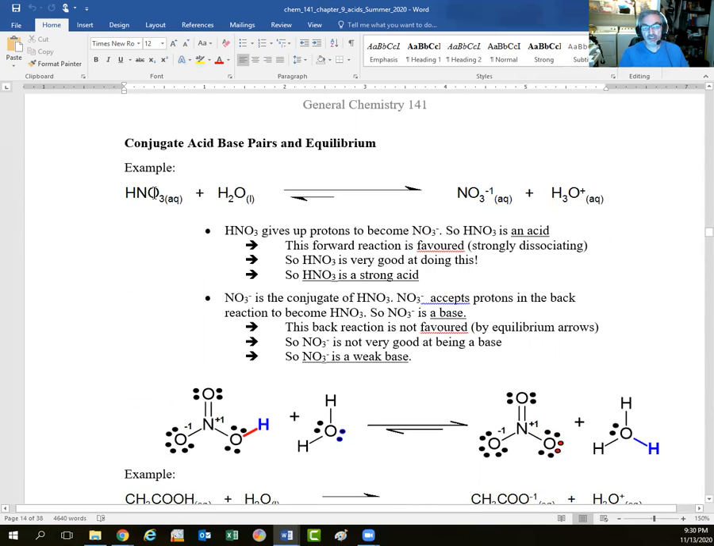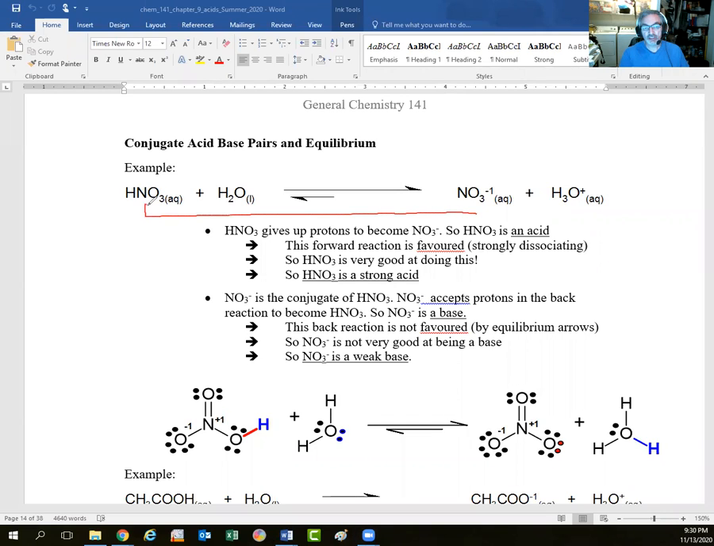So let's see, HNO3 with water to produce NO3 and H3O+. As we look at the reaction from left to right, notice that the HNO3 finishes as NO3. We can recognize it at the end because it still has the nitrogen and the oxygens. Over the course of that reaction, to go from HNO3 to NO3, it's donated its proton. So the HNO3 is acting like an acid.